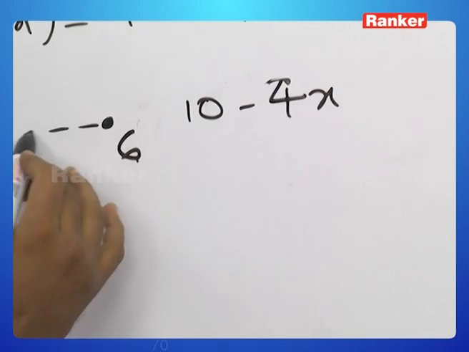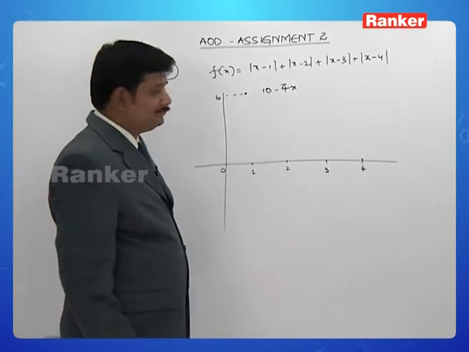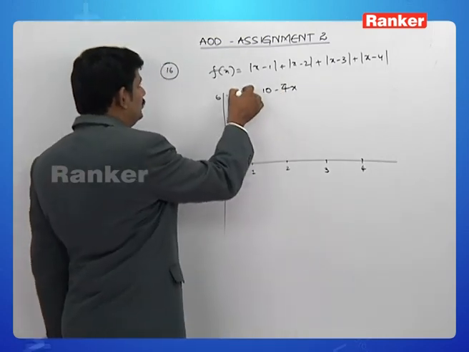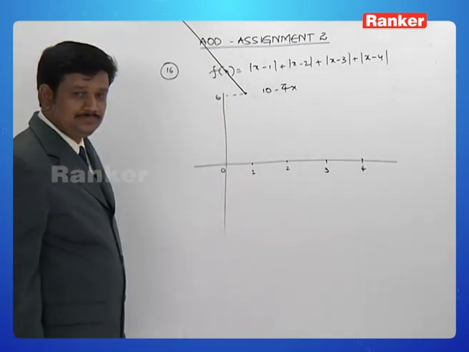So, this function is a straight line up to x less than 1, having slope minus 4. So it's a decreasing function. So this is how the graph would be.